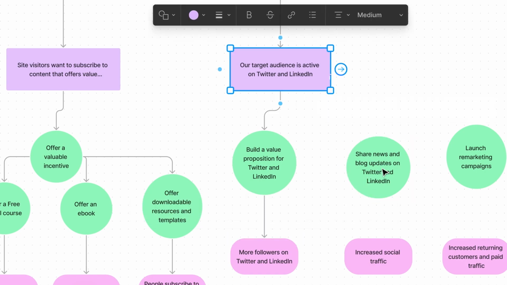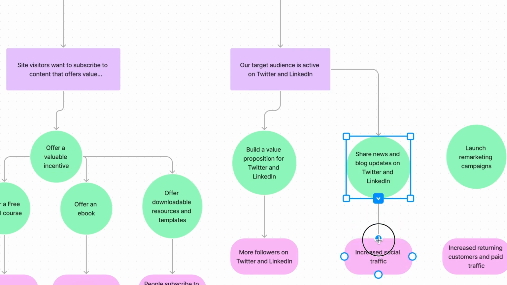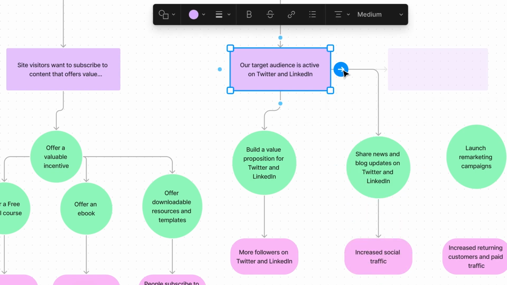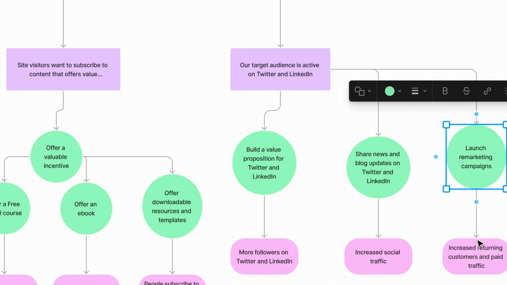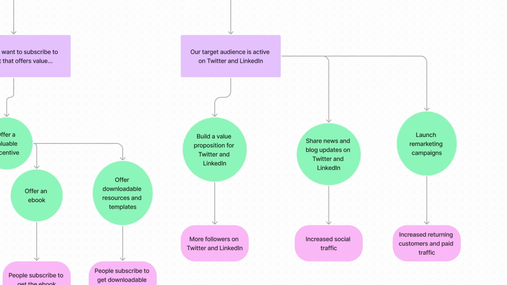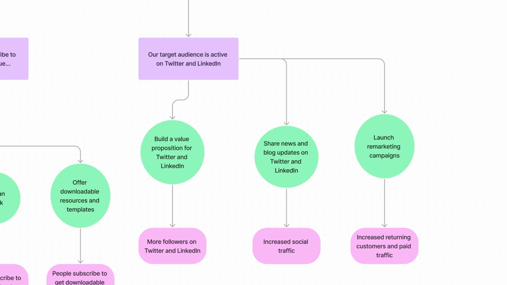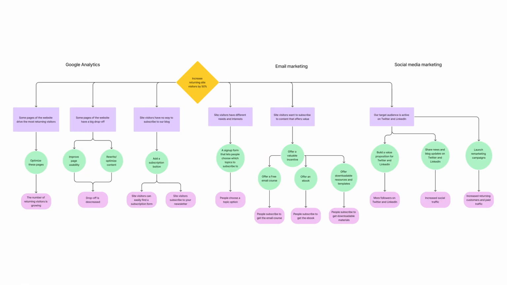Another solution for getting returning visitors from social networks is sharing news and blog updates. If you incorporate links to our content in tweets and LinkedIn posts, we might increase social traffic by enticing visitors to click. Finally, we can launch remarketing campaigns on Twitter and LinkedIn and measure returning customers and traffic from these campaigns.